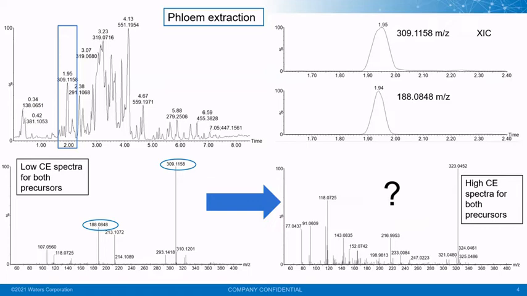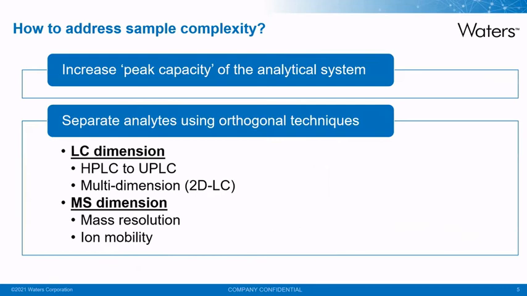So how can we look at addressing this complexity and deconvolving the information we're seeing? There are a few ways that we can do this. The main way is trying to increase the peak capacity of our analytical system. So how can we increase the number of peaks that we can detect and our confidence in detecting those peaks? We can go from the first step, which is the LC, the first step of the separation. We can move from HPLC to UPLC, which will increase our peak capacity.